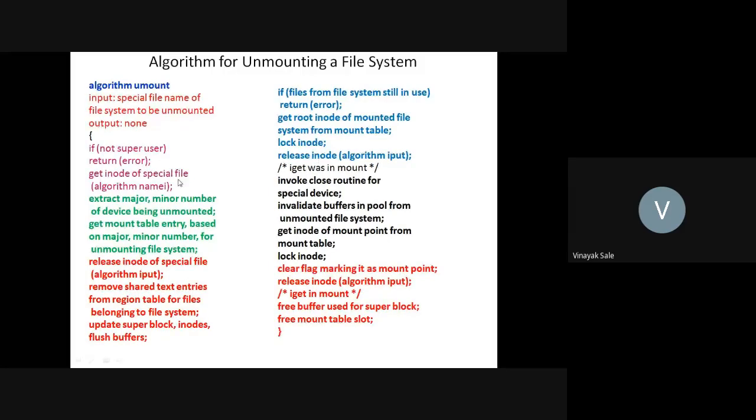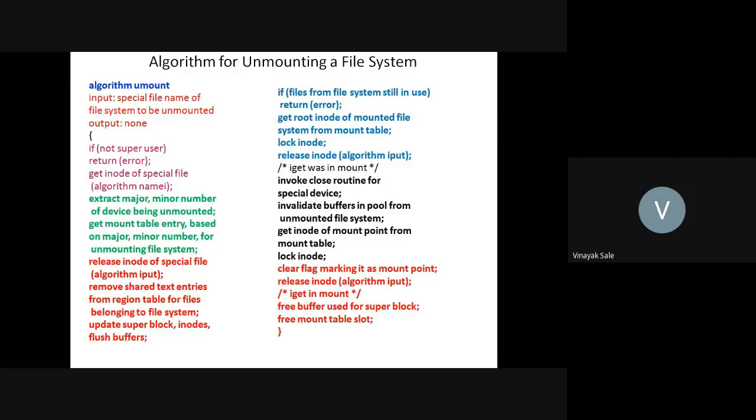Get inode of the special file with the help of algorithm iget. Extract the major and minor number of the device being unmounted. Get the mount table entry based on the major and minor number for the unmounting file system. Release the inode of the special file with the help of algorithm iput. Remove shared text entries from the region table that belong to the file system. Update the superblock and inodes, and flush buffers.